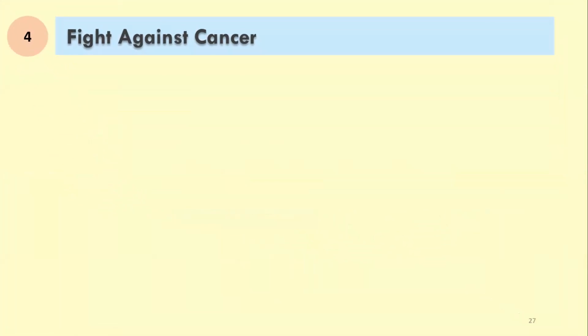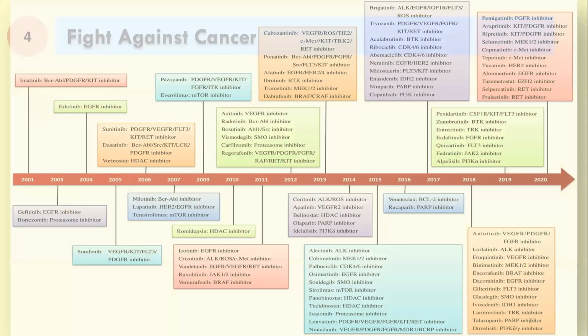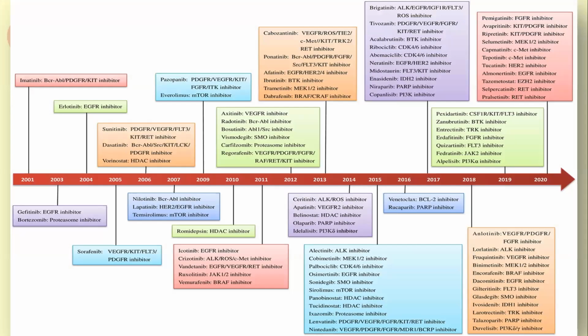We are actually learning this subject called pharmacy. The good news for us is that every year a lot of new drugs are coming. Since 2001 to 2020, a huge number of drugs are available for cancer. Huge number of drugs. But the problem is side effects and the cost.